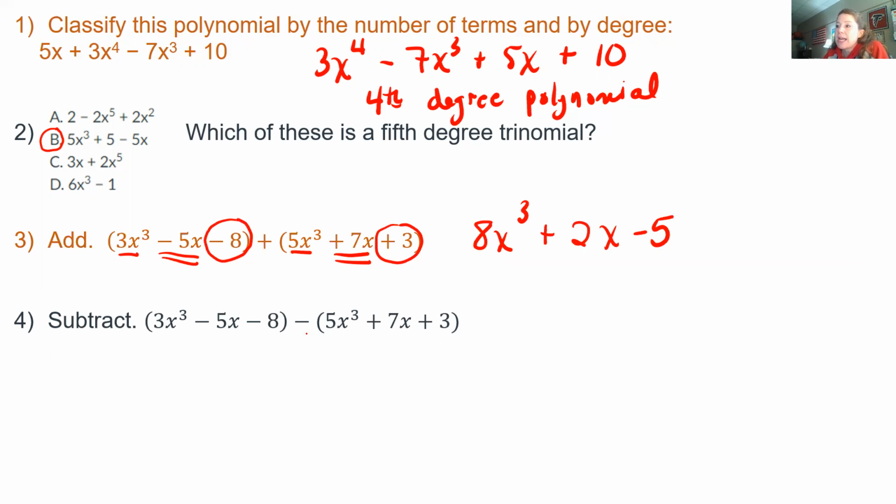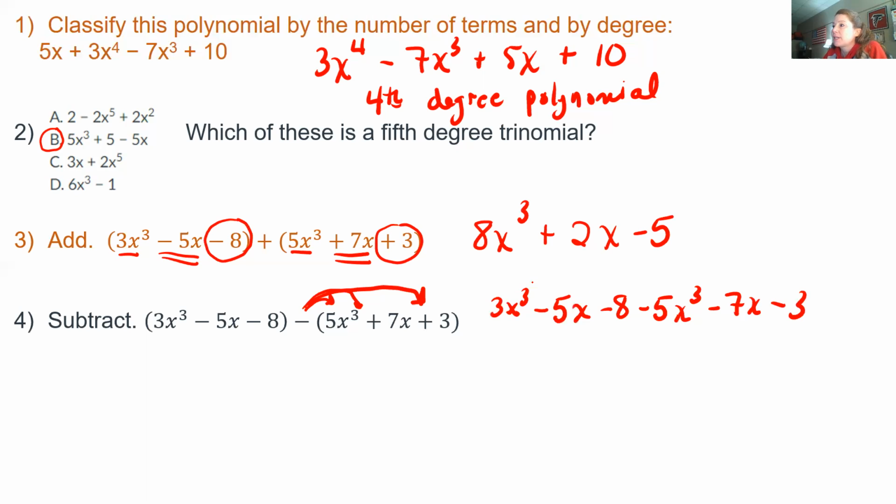Now, when you have a subtraction sign in front of a set of parentheses, you are going to distribute that negative sign. It's just like multiplying everything by negative 1. So we bring 3x cubed over. The first set of parentheses don't change because there's not a negative in front of the parentheses. Now we distribute that negative sign, minus 7x minus 3. Now we're going to combine like terms. Don't forget that includes the sign in front. So we have negative 2x cubed, and then negative 12x, and then minus 11.